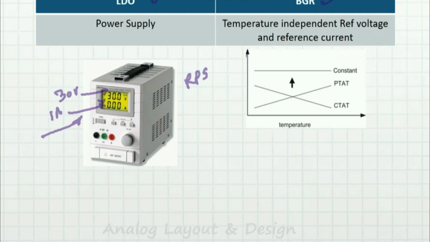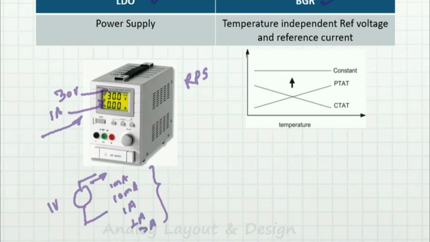So basically, what is LDO? LDO is a power supply. It is something like a voltage source like this. This voltage source will have some voltage rating, say 1 volt, and it will also have some current rating. It can be a very small rating like 1 milliamp or 10 milliamp, or it can be 1 amp, 2 amp, 3 amp, something like that. So basically it is a power supply.